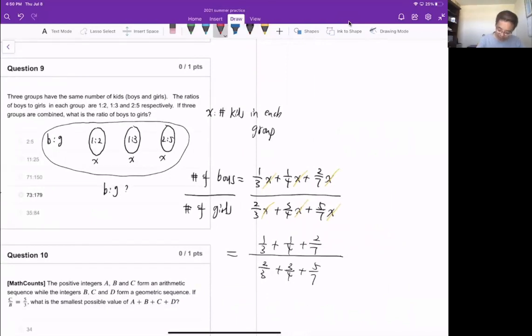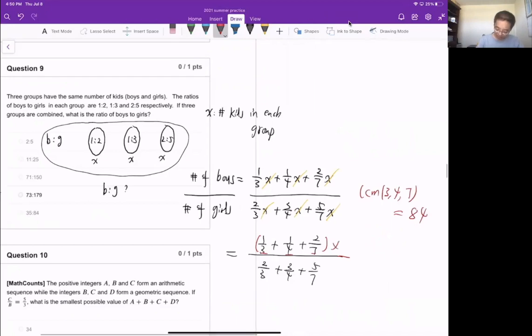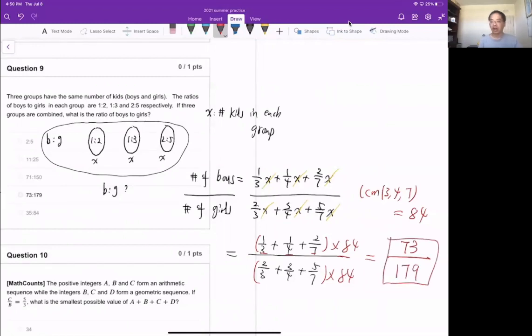And then we use a common multiple. If I look at the LCM of 3, 4, and 7, which is 84, because they are mutually relatively prime, I just multiply 84 on the numerator and denominator. After some calculation, the denominator is 73, and the numerator will be 179. And the two numbers are relatively prime, so we don't need to do any further reduction.